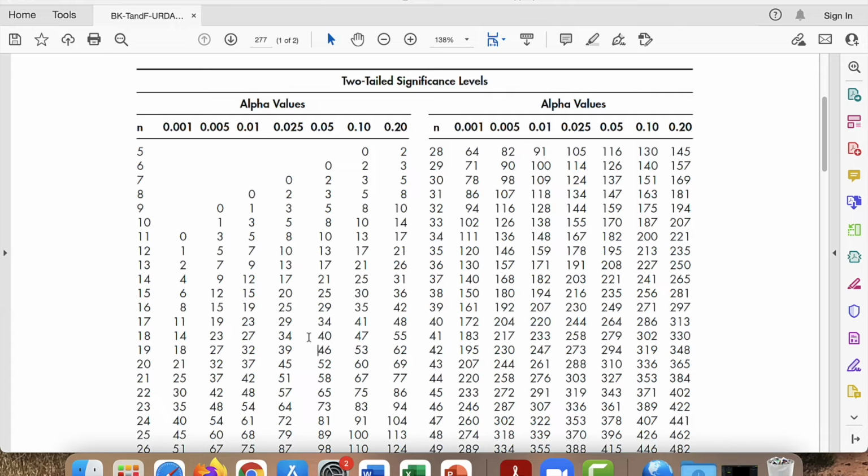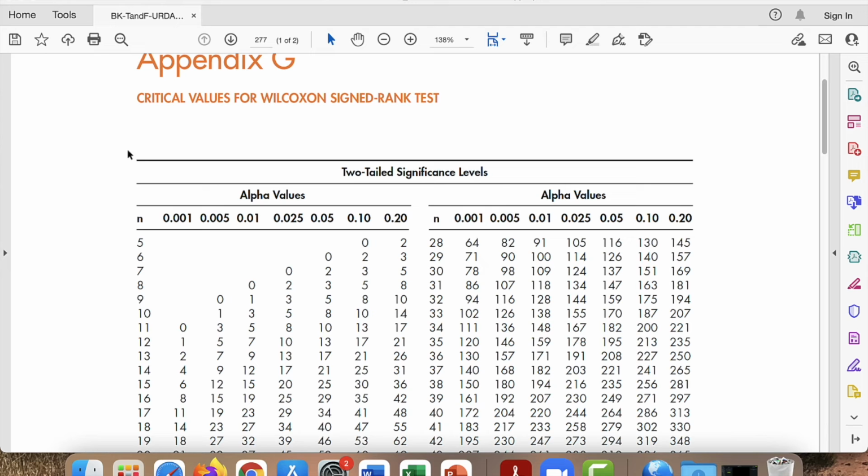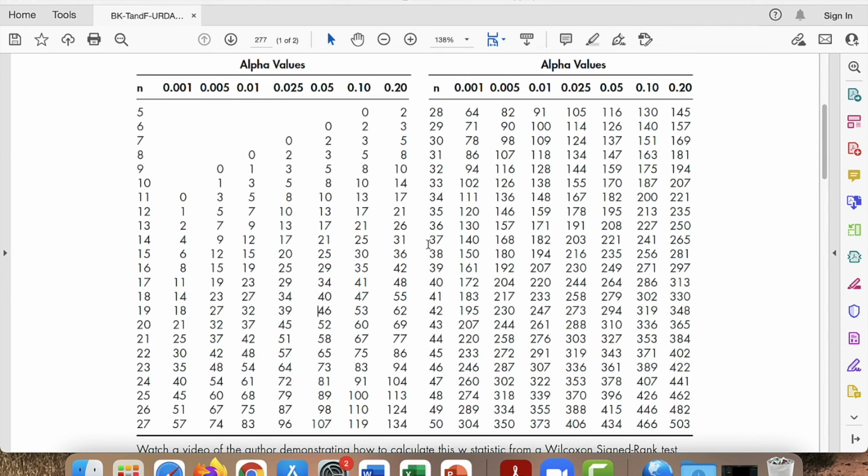Unlike a lot of other tests, such as t-tests and F values in ANOVAs, the observed value needs to be smaller than the critical value in a Wilcoxon signed rank test for it to be considered statistically significant. So that's how you read this table. You can see there are two separate tables, one for n's 5 through 27 and one for n's 28 through 50. Each sample size has a different critical W value for a different alpha level. So that's it. Pretty simple.